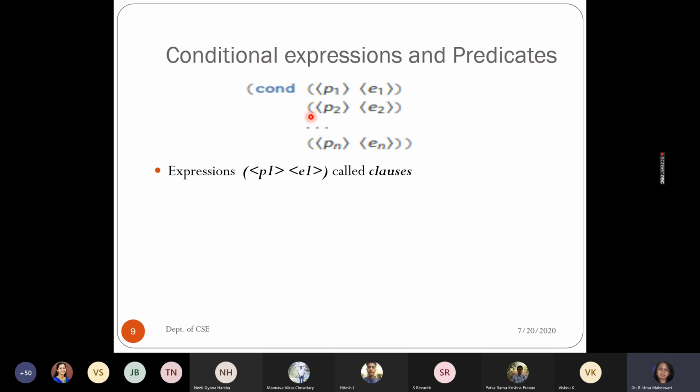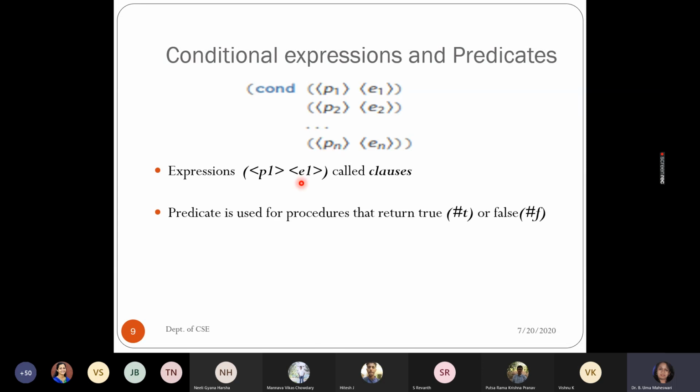Now if you look at this, in Lisp I usually call P1 E1 an expression, and the two together are called a clause. Clause 1, clause 2, and so on up to clause n.